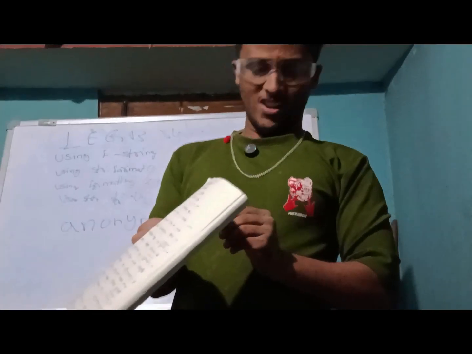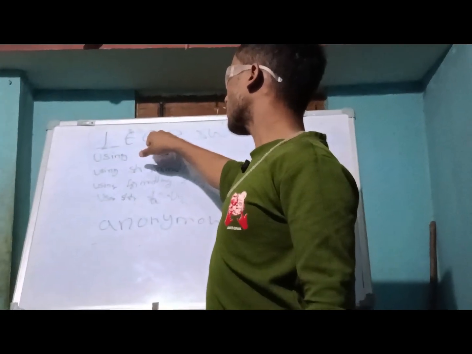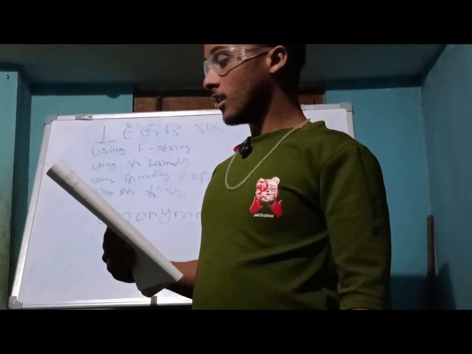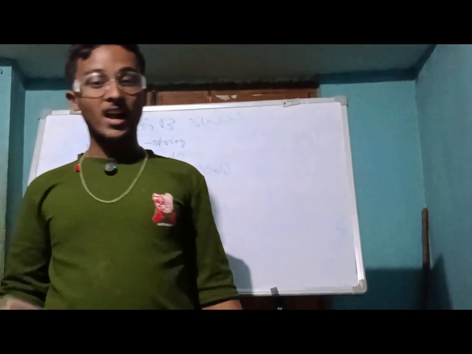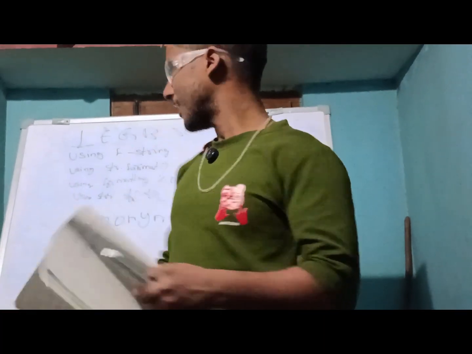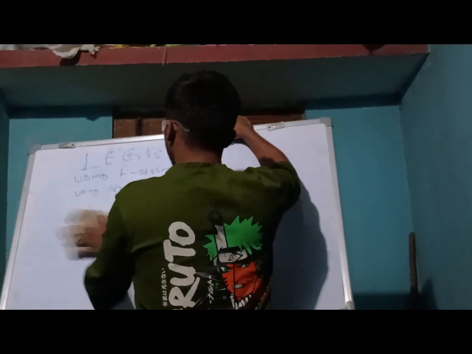LEGB rule. What is the LEGB rule? Let's learn the full form: L for local, E for enclosed, G for global, B for built-in. This rule defines how Python looks up variables and resolves names within a program. Local is the innermost scope. I'll explain simply; there are many definitions, but we should understand what is good to write in exams and for our career.